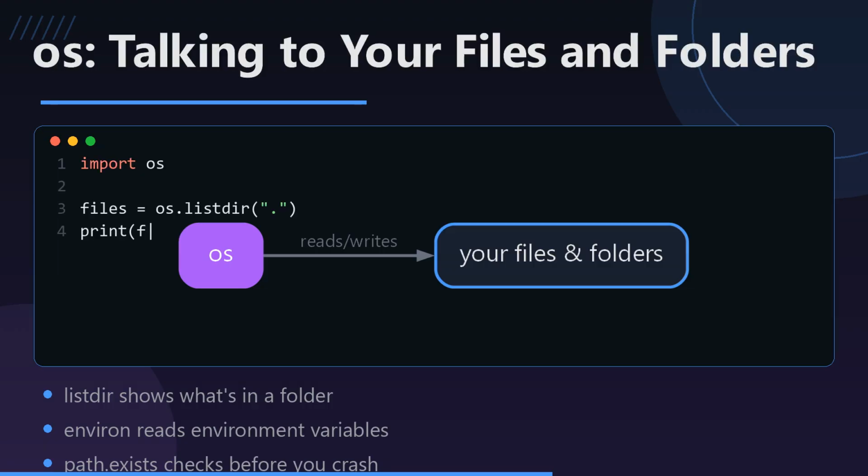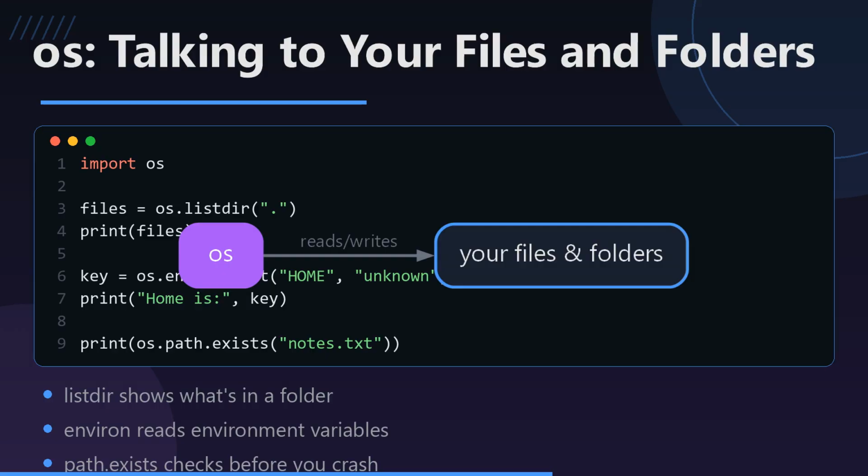Think of os as your hand reaching into the filing cabinet your computer keeps. It lists what's in a folder, checks if a file actually exists before you try to open it, and reads settings your system already has stored as environment variables. One import and Python can see your machine instead of guessing. There's a sibling module called sys for talking to the interpreter itself, script arguments, exiting early, but that's a tour for another day.